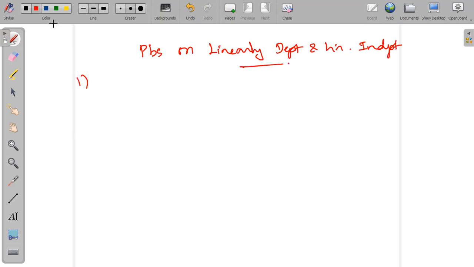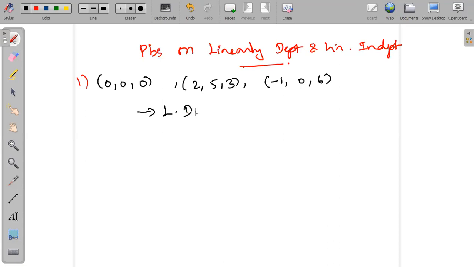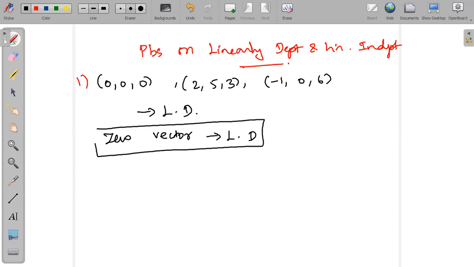So first, the problem is 0, 0, 0 and 2, 5, 3 and minus 1, 0, 6. Without doing any steps, here we can say these vectors are linearly dependent. A result is there: if any one of the vectors is a zero vector, then you can say that the set of vectors is linearly dependent. So here you can see one of the vectors is a zero vector.